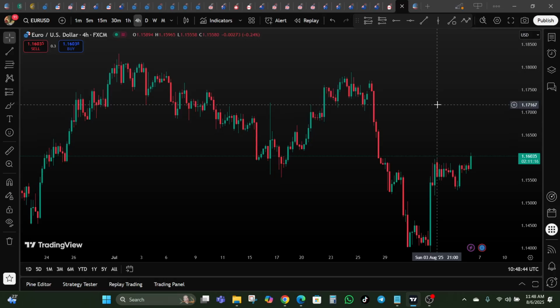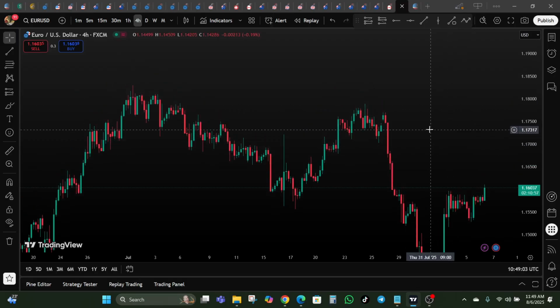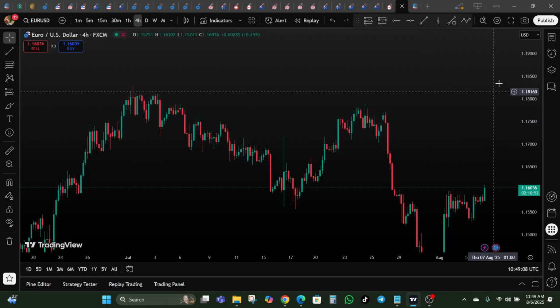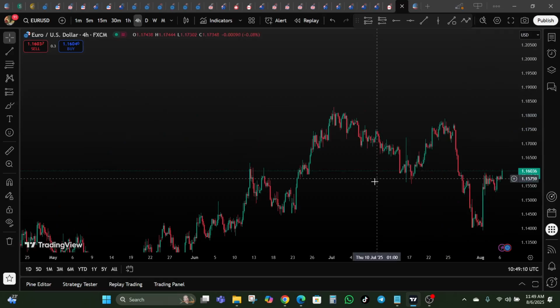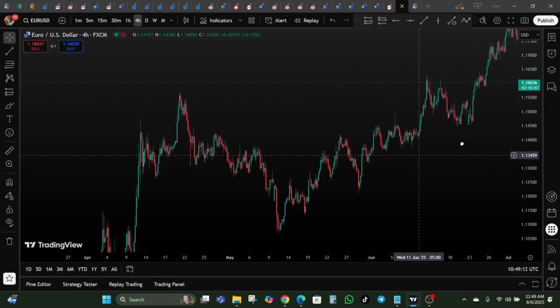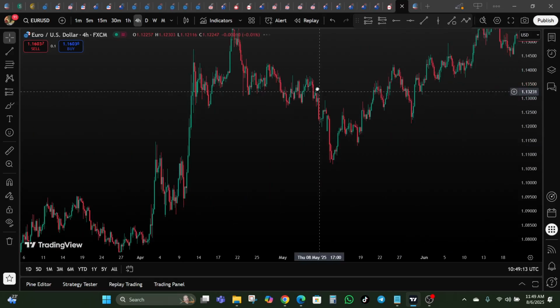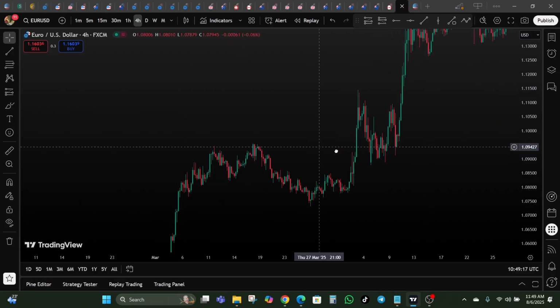First of all, let's just define liquidity in the simplest way possible. Liquidity is the fuel that moves the market. It is not just volume. It is where the money is sitting. Liquidity pools exist around obvious price levels like equal highs, equal lows, support, and resistance. Those are areas where you likely find liquidity pools.